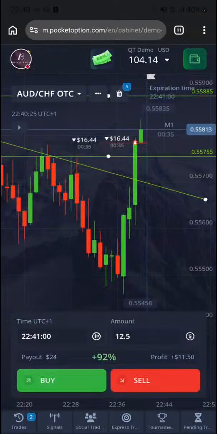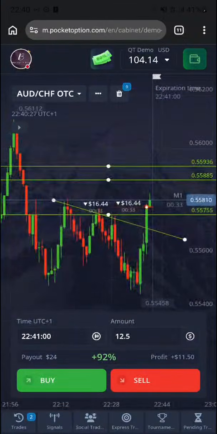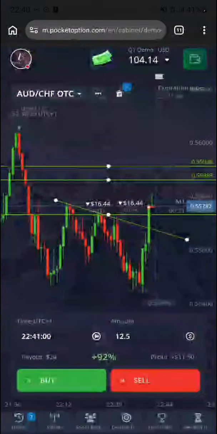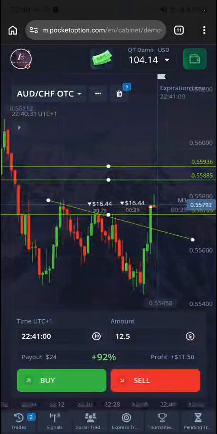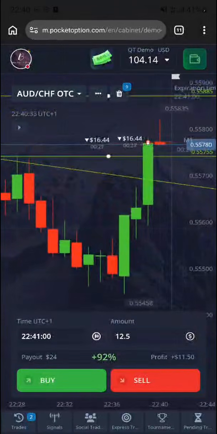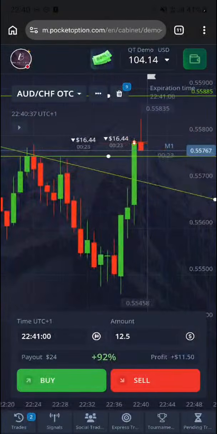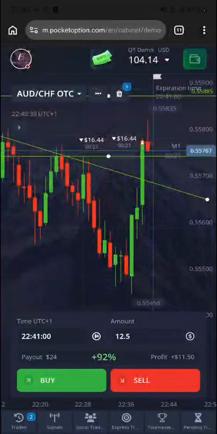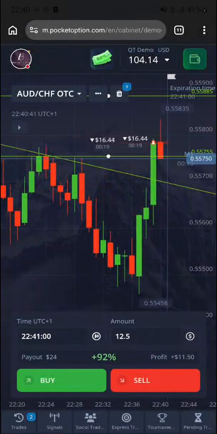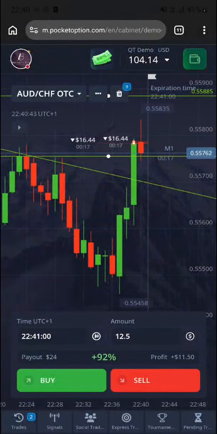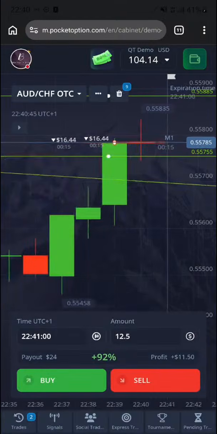I'm expecting a red candle here, but let me see if there's any other reason why the sellers will come in. This previous candle, the sellers should have come in. But I really don't know what happened. But no problem. I'm glad the sellers are coming in now.